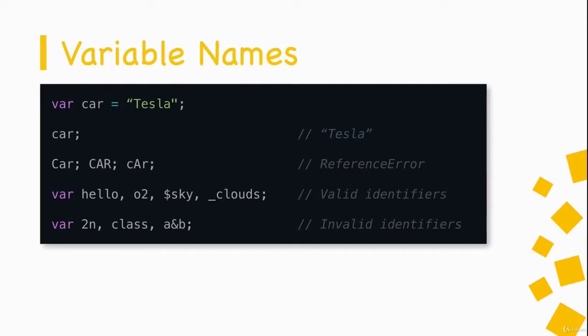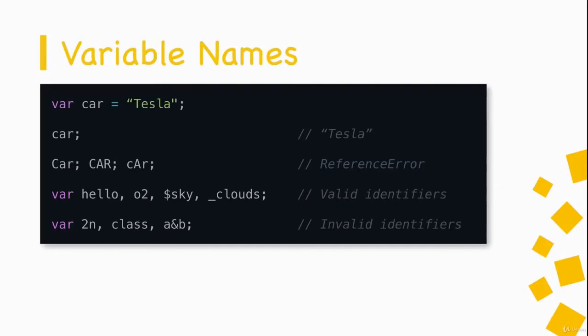Variable names also can't be reserved keywords of JavaScript. So class, for example, is a reserved JavaScript keyword, and you can't use it as a variable name. Using reserved keywords as variable names will also throw an error. Also, invalid characters such as @ and # will result in an error being thrown.